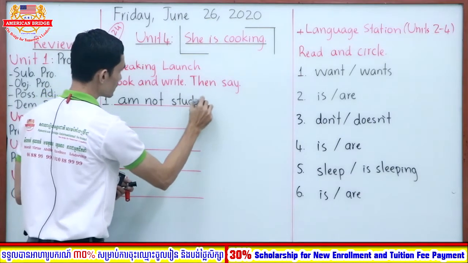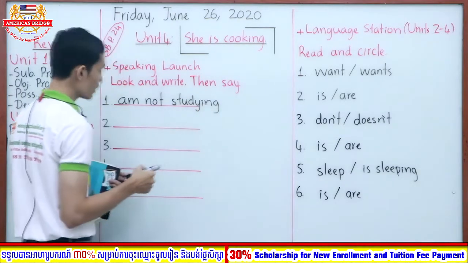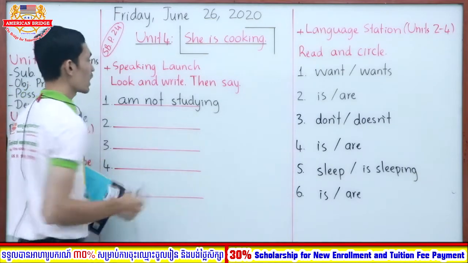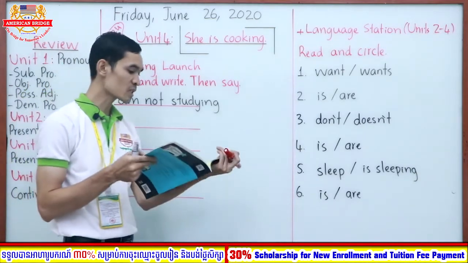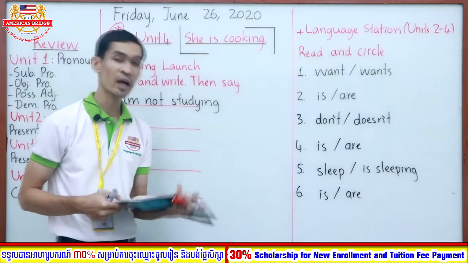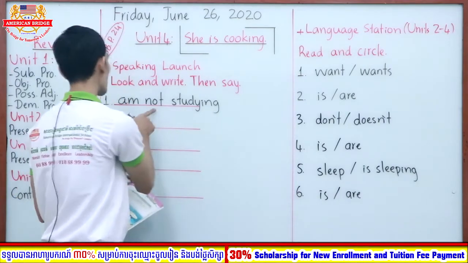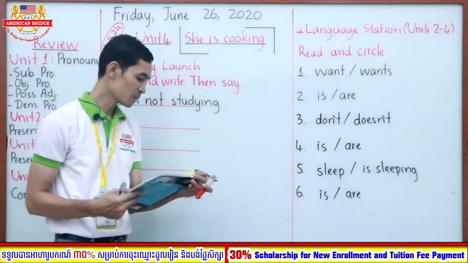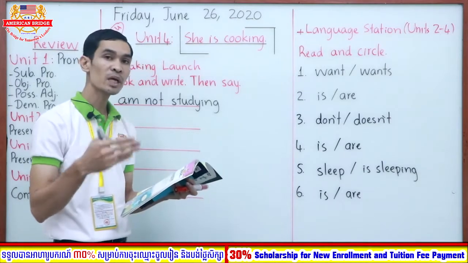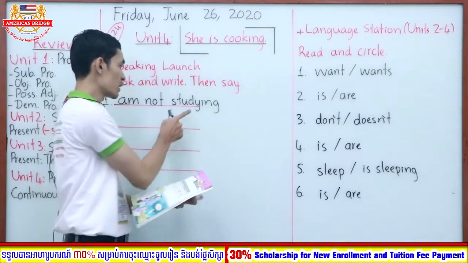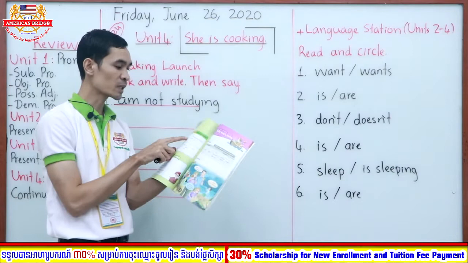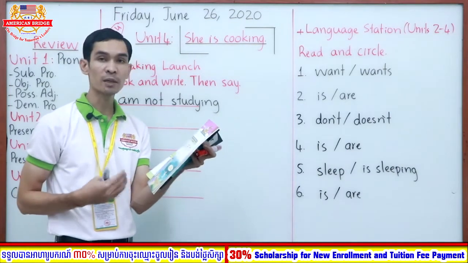You add ing to the main verb. I am not studying math. Okay, negative: you have to add not after be. Subject plus be plus not plus verb ing, right? So here the subject I am not studying math.